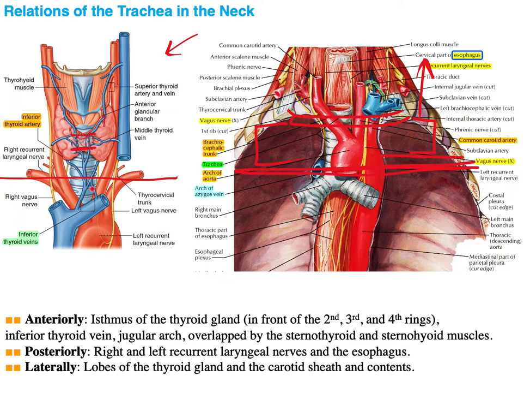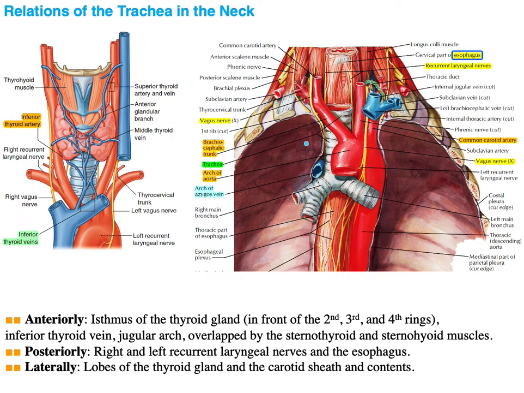What else anteriorly? You have anteriorly the inferior thyroid vein. You see it here, anterior to the trachea in the neck. Furthermore, you have the jugular notch or arch, and it's overlapped also anteriorly by two muscles, the sternothyroid and sternohyoid. From the sternum to the thyroid, this is sternothyroid, and there's one higher than it, which is sternohyoid, to the hyoid bone. Yes, of course, on the right and on the left. This is anteriorly.